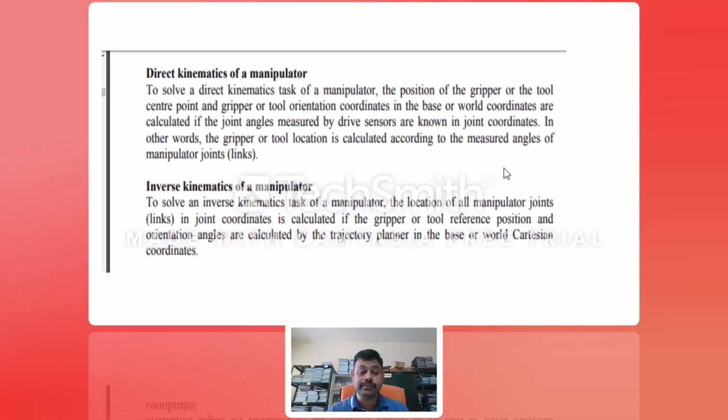Next, I am coming to direct kinematics and inverse kinematics of the manipulator. Previously we just started what is meant by direct and inverse kinematics, how it will work. To solve the direct kinematic task of the manipulator, the position of the gripper tool center point and the gripper tool orientation coordinates in the base are calculated if the joint angles are measured by the drive sensor or the joint coordinates are known. In other words, gripper and tool location is calculated according to the measured angle of the manipulator joint.